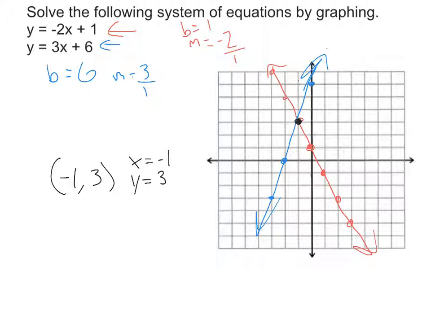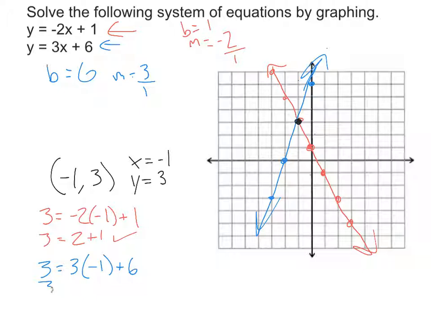If I take the top equation, I'm going to have 3 equals negative 2 times negative 1 plus 1. So I get 3 equals positive 2 plus 1. So that checks out. 2 plus 1 is indeed 3. If I take the second equation, I'll put 3 in for y and negative 1 for x. So 3 equals negative 3 plus 6. That also checks out. Negative 3 plus 6, or 6 minus 3, is indeed 3. So that is true. And we are done.